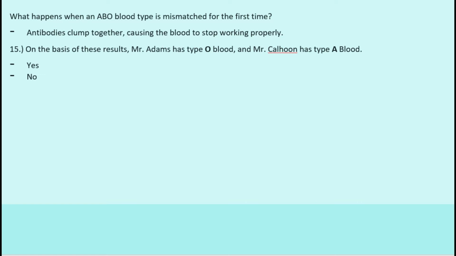And on the item number 15, assume that the blood of two patients has been typed for ABO blood type. On the basis of these results, Mr. Adams has type O blood, and Mr. Calhoun has type A blood. Could Mr. Adams safely receive a blood transfusion from Mr. Calhoun? The answer would be yes.